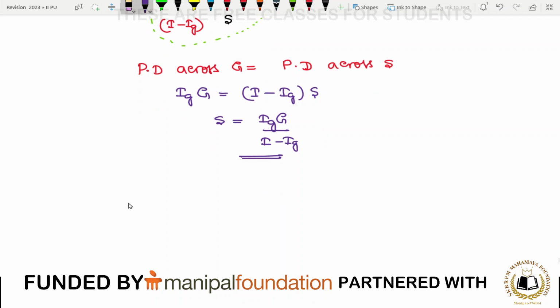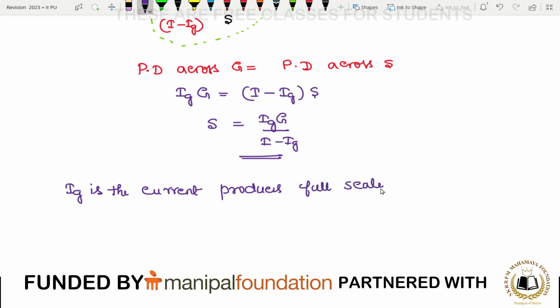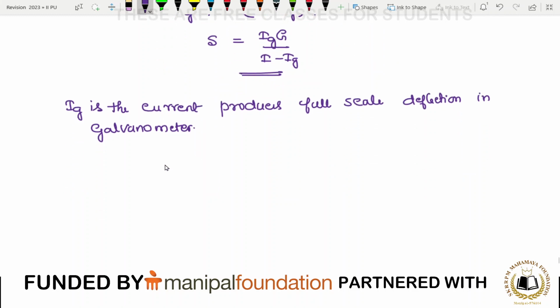Now just explain the terms here. So what is this Ig? Ig is the current that produces full scale deflection in the galvanometer.